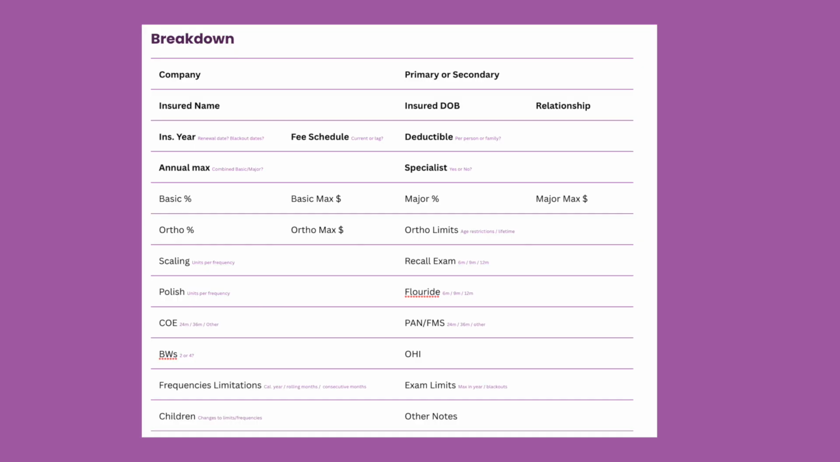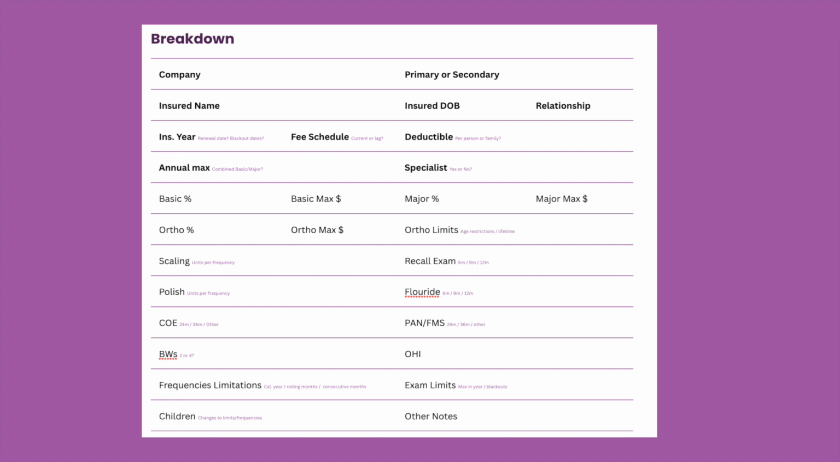At the top here, you want to include the insurance company's name and whether this policy is the patient's primary or secondary insurance. If the policy belongs to someone else other than the patient, include the policyholder's name, date of birth, and what their relationship is. Is the patient a partner, spouse, child, etc.? What is the policy year for the insurance? Here, you would write what the benefit year is or if it's a calendar year.